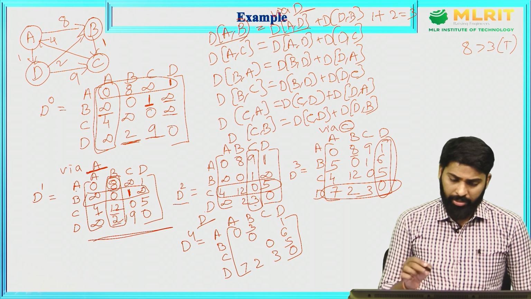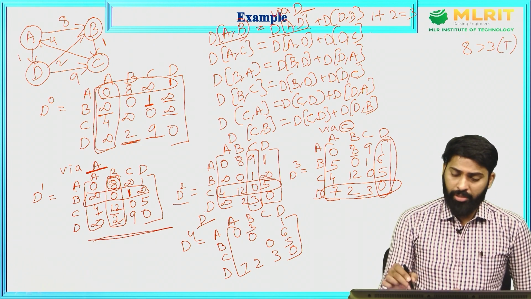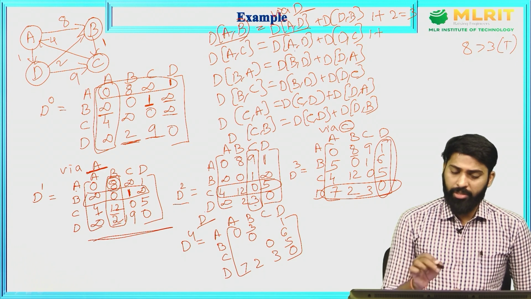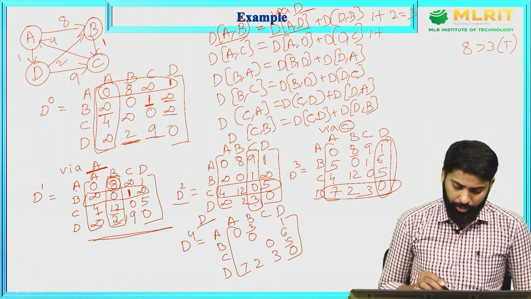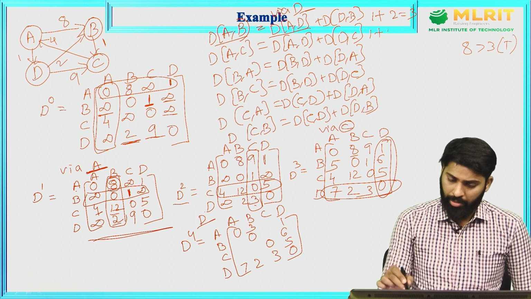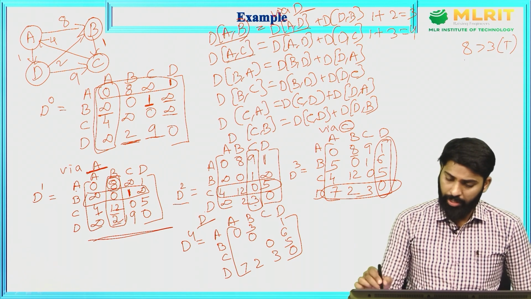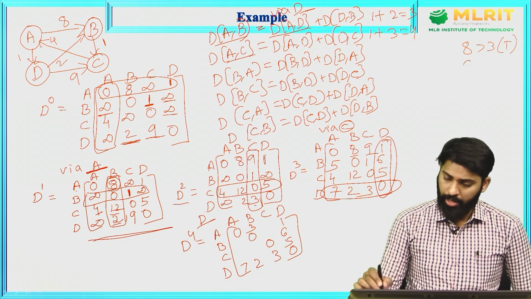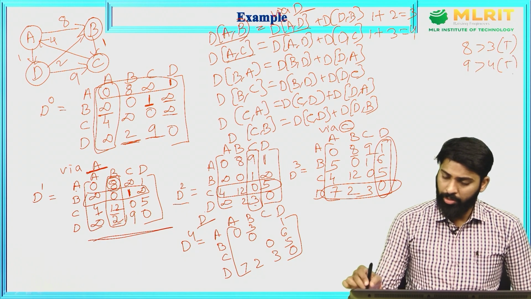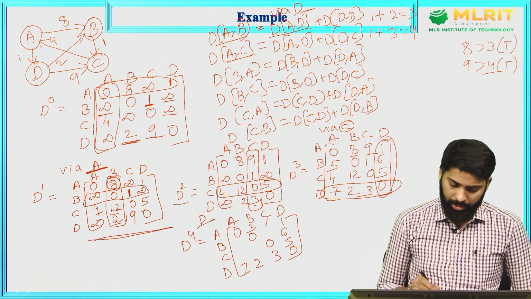Okay. So next, A to C. What is the distance? 1. A to D distance is 1 plus distance of D to C. D to C is 3. 1 plus 3, 4. So what is the actual value of A to C? 9. 9 greater than 4, true. So I consider 4 as the distance.